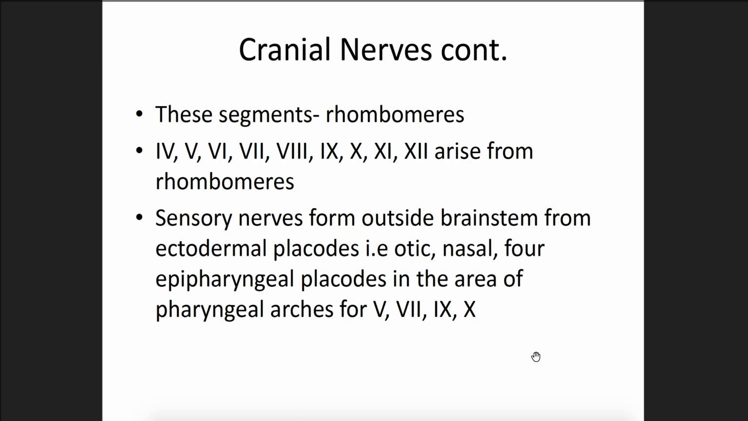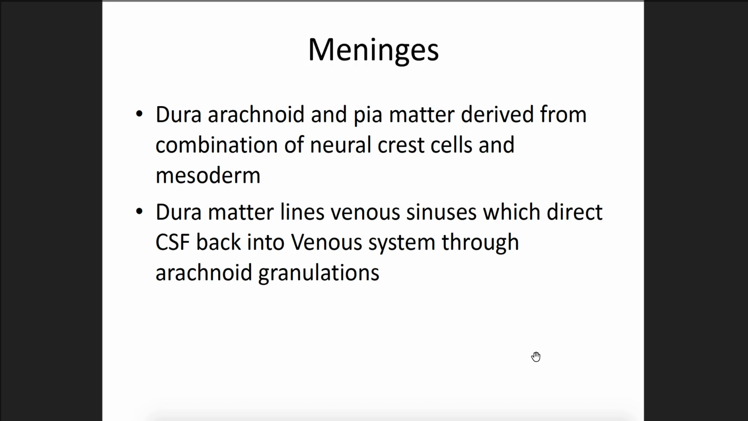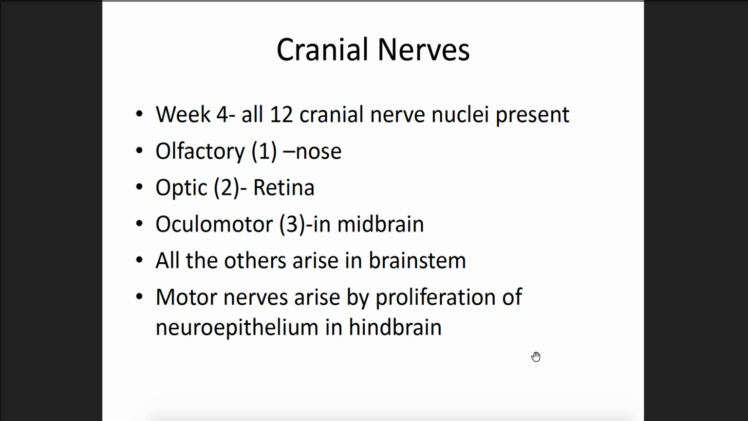So I'm just going to repeat this again so that you don't get confused. There's nothing to get confused about. Week 4 of development, all cranial nerve nuclei are present. 1, 2, and 3 are exceptions, the rest all arise in the brainstem.